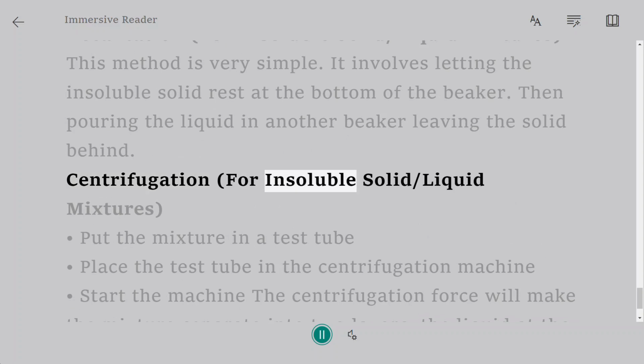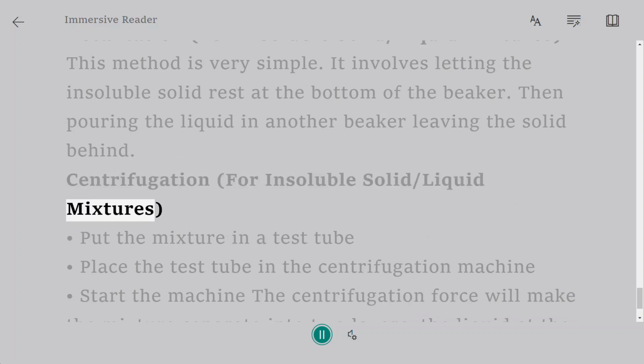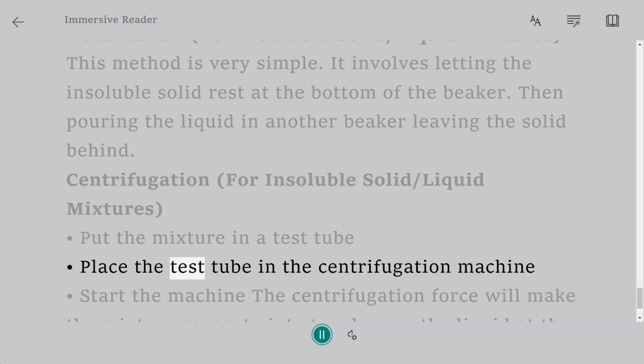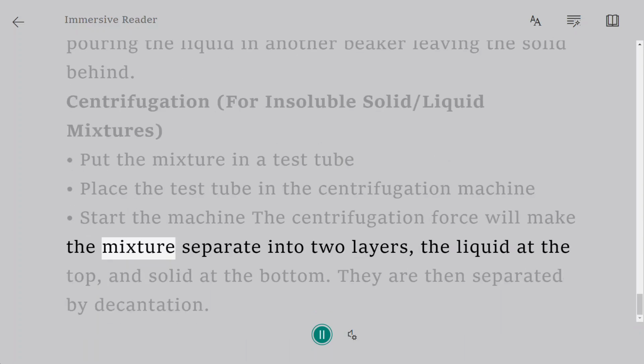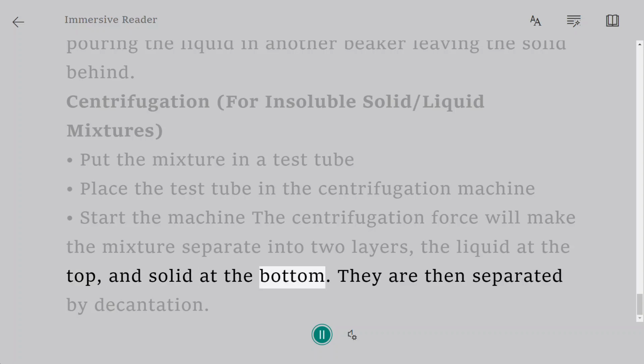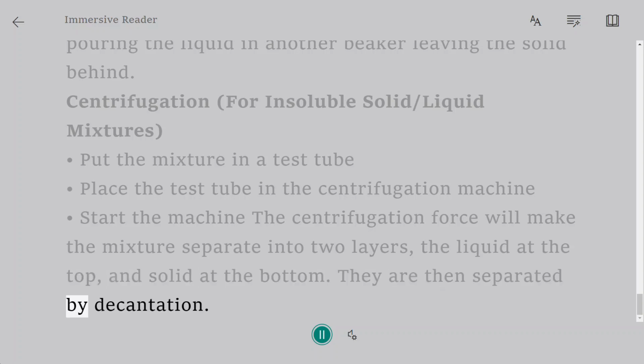Centrifugation, for insoluble solid/liquid mixtures. Put the mixture in a test tube. Place the test tube in the centrifugation machine. Start the machine. The centrifugal force will make the mixture separate into two layers, the liquid at the top and solid at the bottom. They are then separated by decantation.